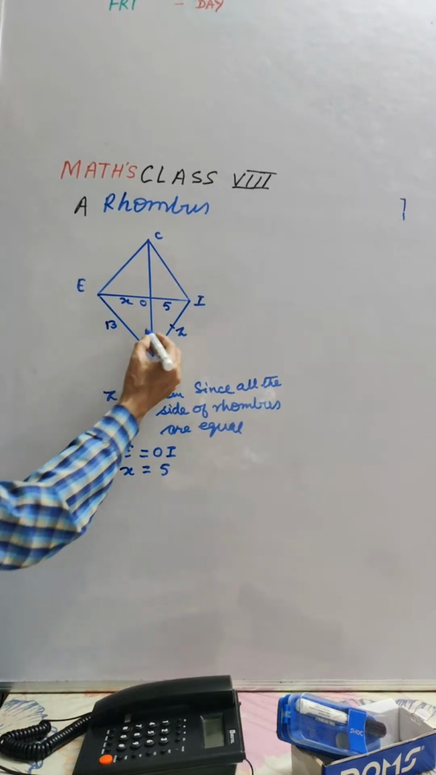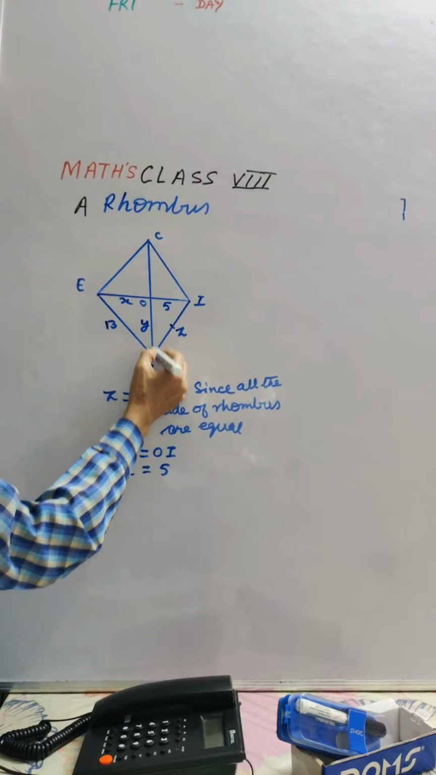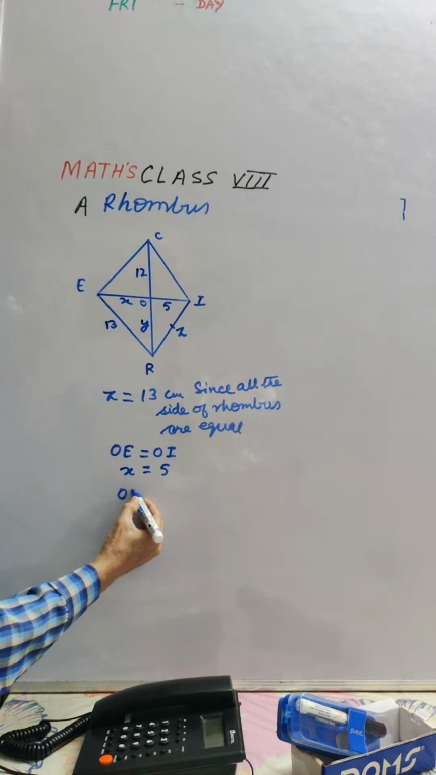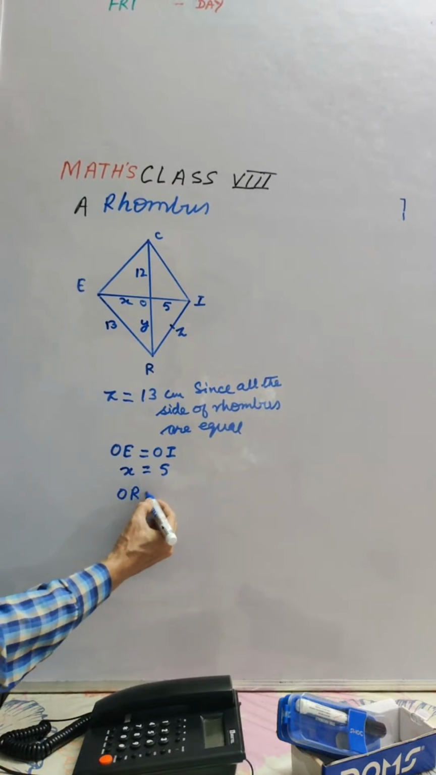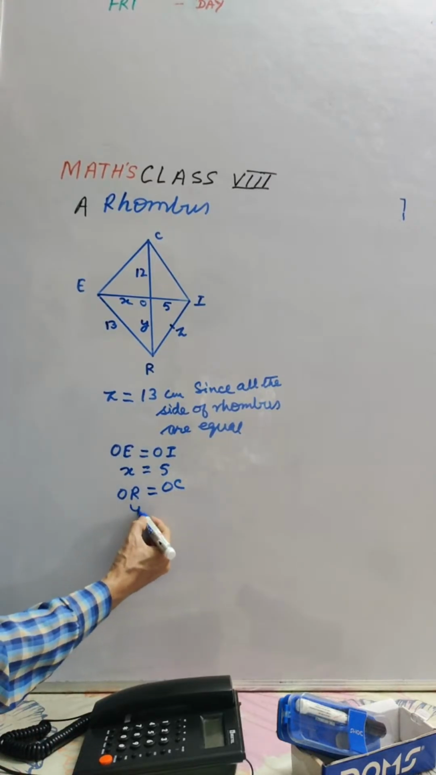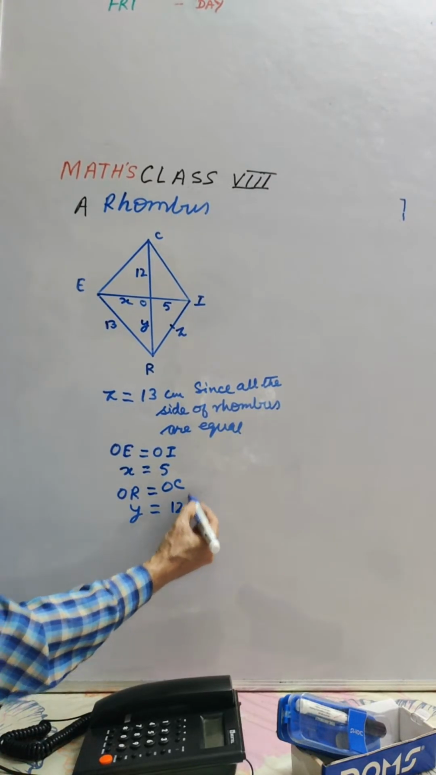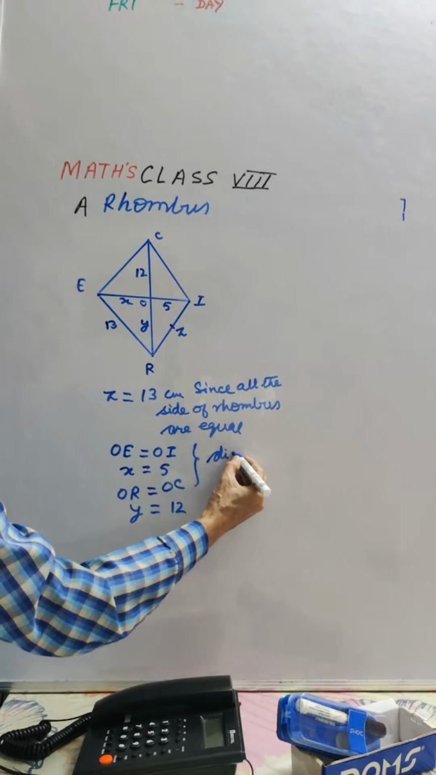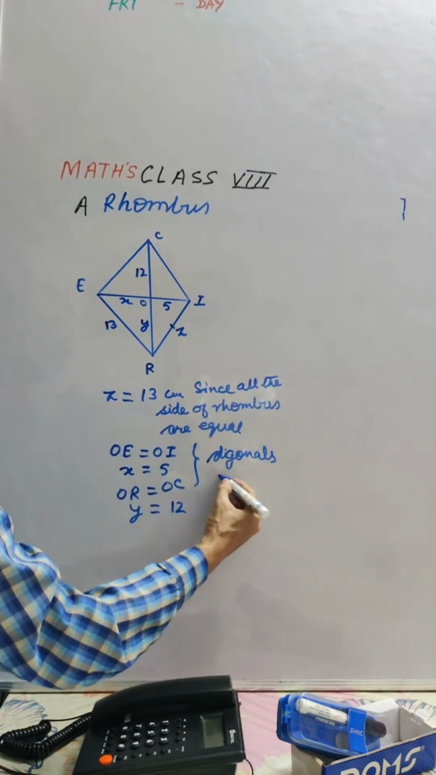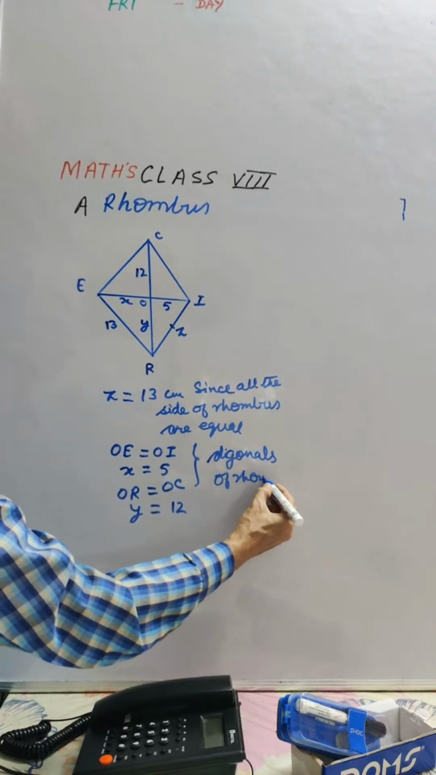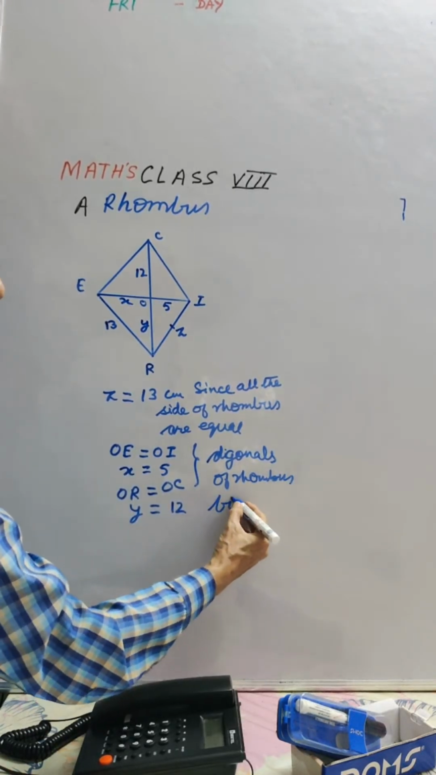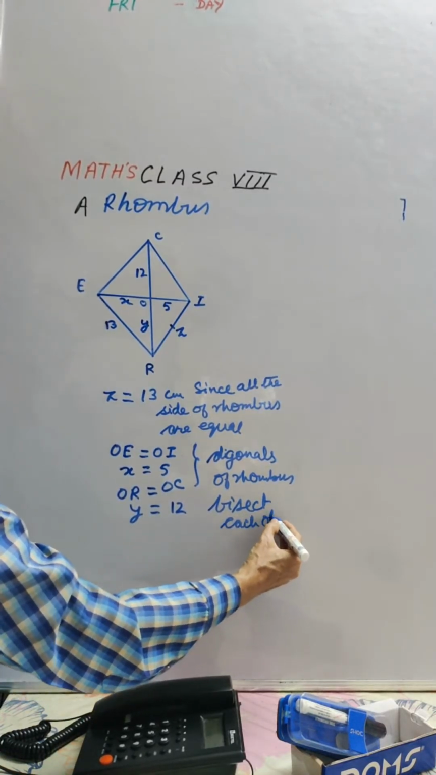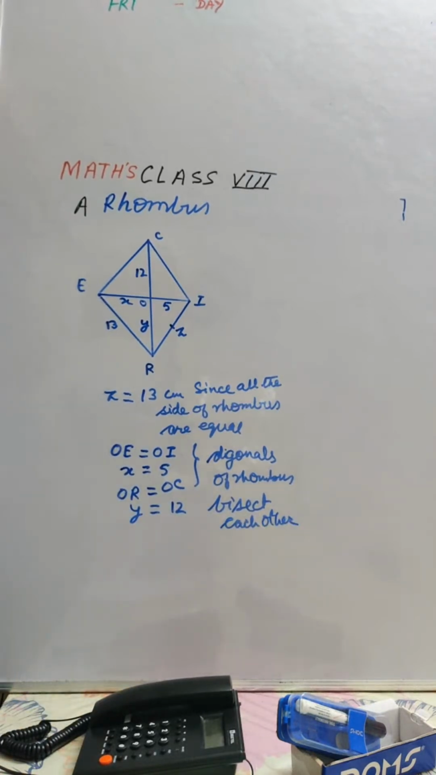Now this is given y, and OR is given y. OC is 12. OR is equal to OC. OR is y and OC is 12. Diagonals of a rhombus bisect each other.